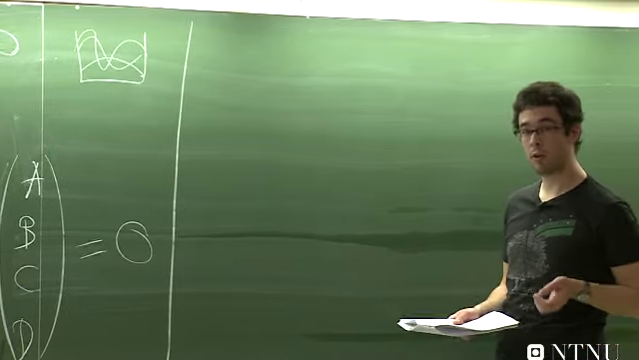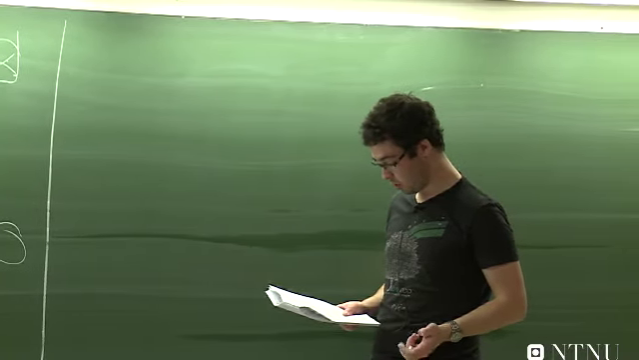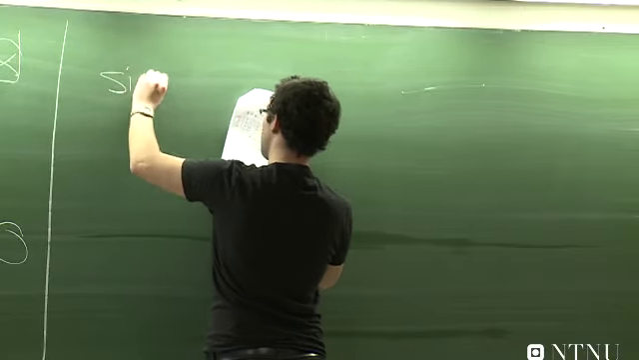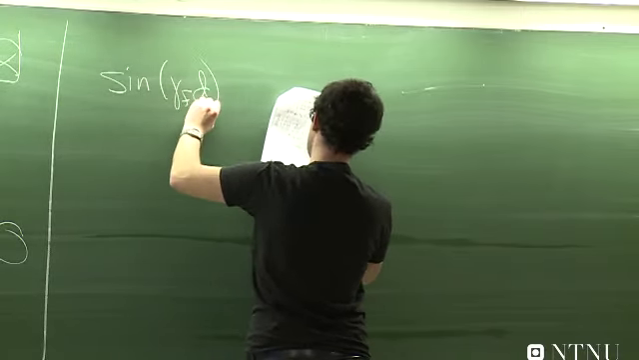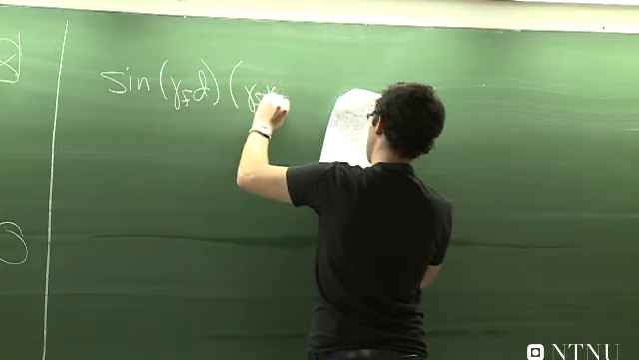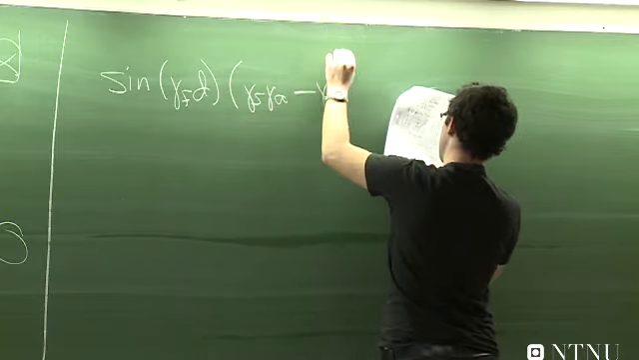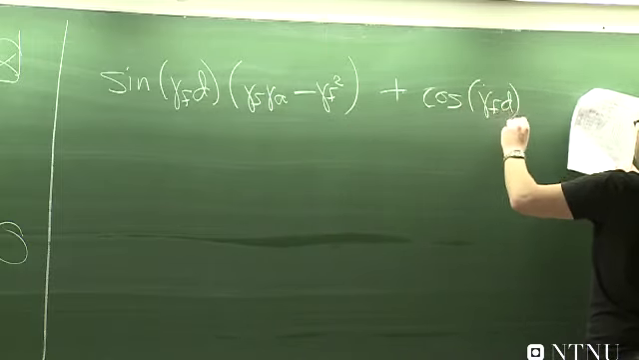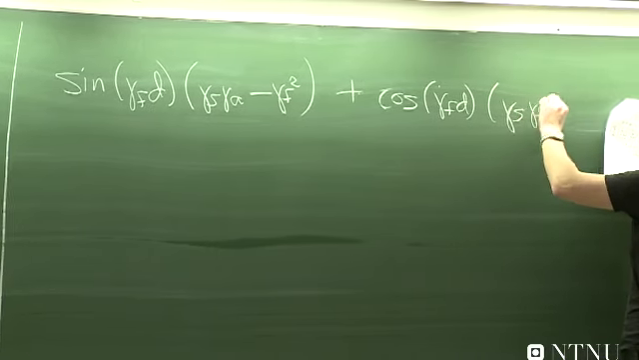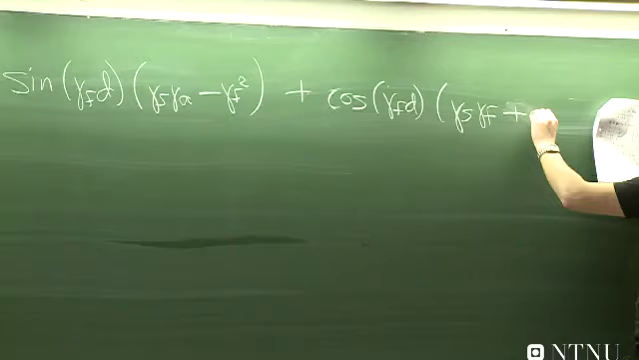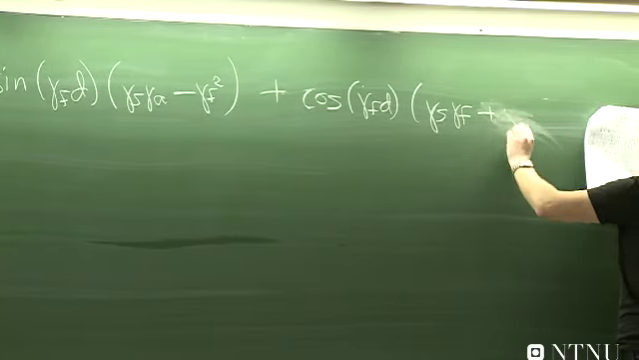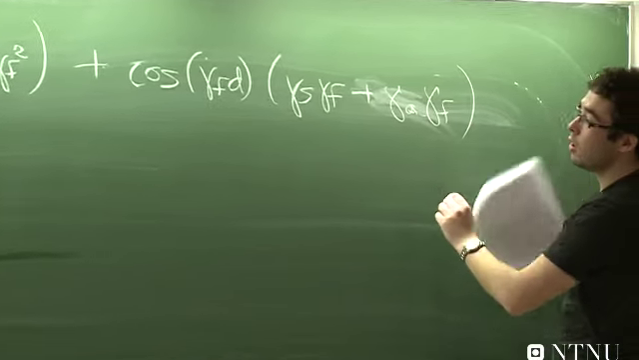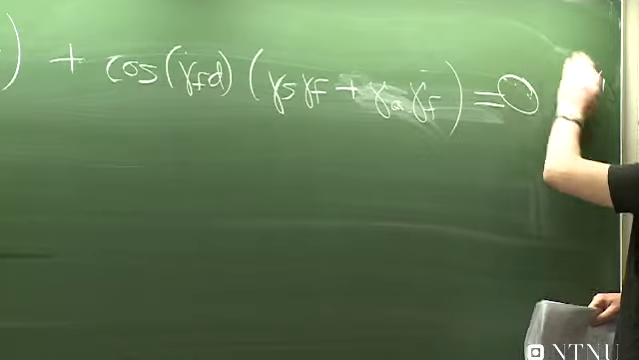Now, to get back to the determinant, it's one bloody calculation, but when the dust settles, we get that sine of gamma f d times gamma s gamma a minus gamma f square plus cosine of gamma f d gamma s gamma f plus gamma a gamma f. This should all be 0.